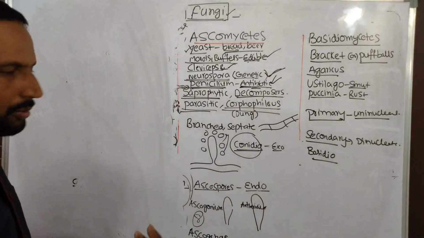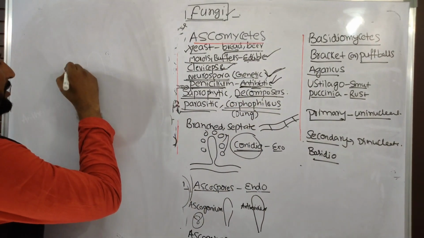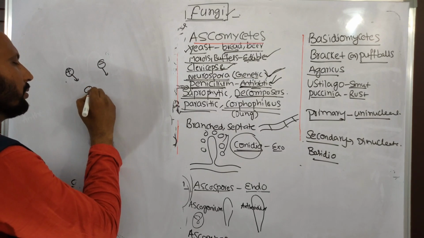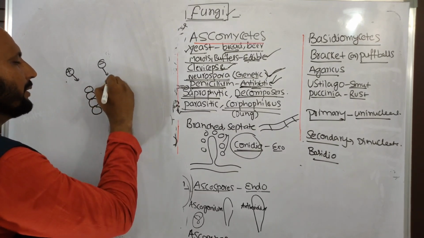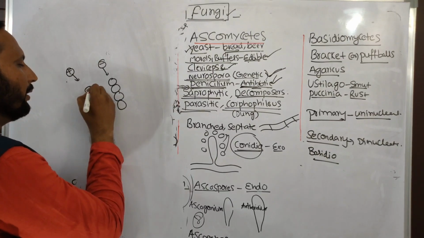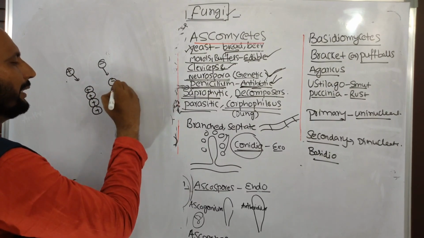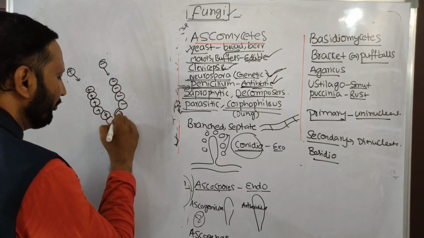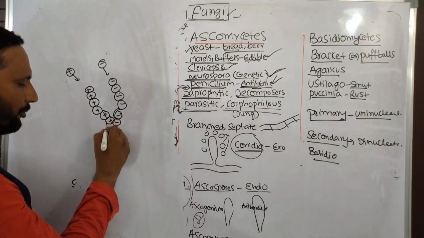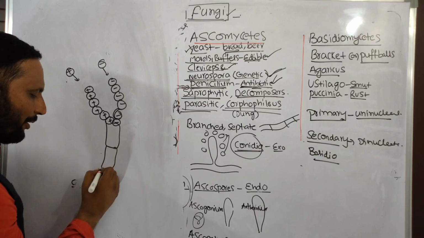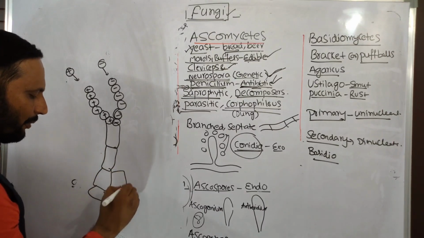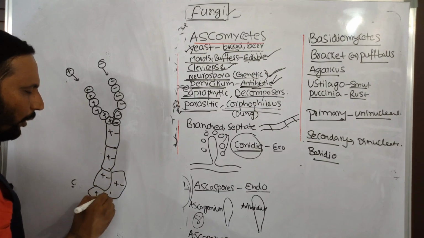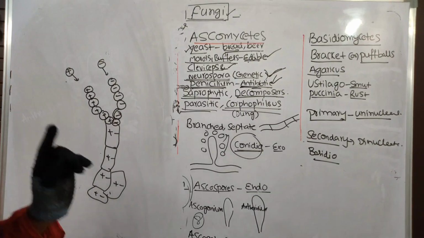Basidiospores. How are basidiospores formed? I will tell you, first look here. So this is one basidiospore, this is another basidiospore. Each basidiospore forms a uninucleated primary mycelium. So this is uninucleated. This is the plus nucleus and this one is the minus nucleus. This is the primary mycelium. Slowly the plus cell and minus cell are fused to form a dikaryotic mycelium. Now this is the dikaryotic mycelium, so this is the secondary mycelium. So the primary mycelium contains only one nucleus, and the secondary mycelium contains two nuclei.